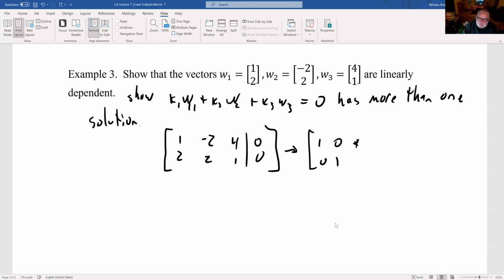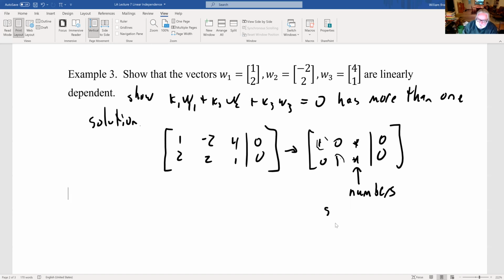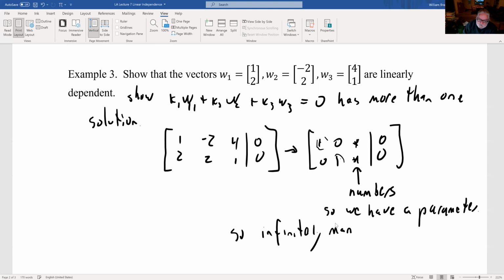I'm going to get this, right? And in this column, these will be numbers of some sort. That's what the asterisks represent. But the column won't have any of these leading ones in it. This leading one and this leading one tell me that K1 and K2 are going to depend on K3. So we have a parameter. So there'll be infinitely many solutions. So our vectors are not linearly independent. They're linearly dependent.